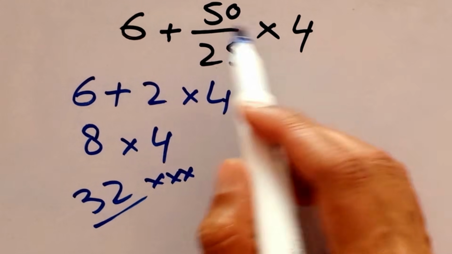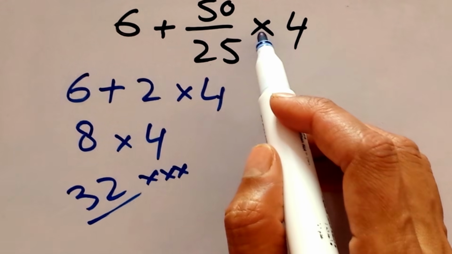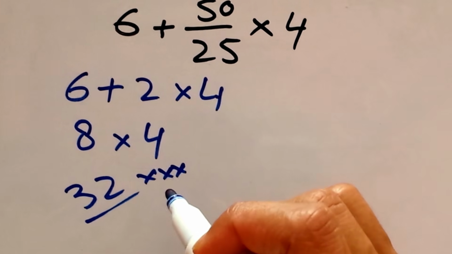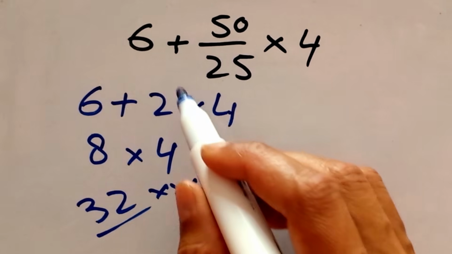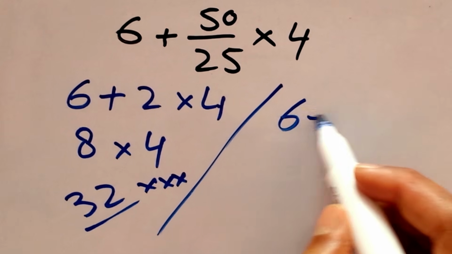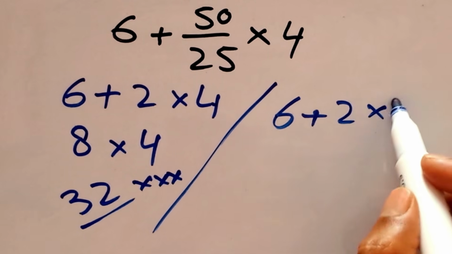Because multiplication must be done before subtraction, right? So here is divide, here is multiply. Multiplication and division must be done before subtraction. So follow the order of operations. We use the PEMDAS rule. 6 plus 50 divided by 25 equals 2 times 4.